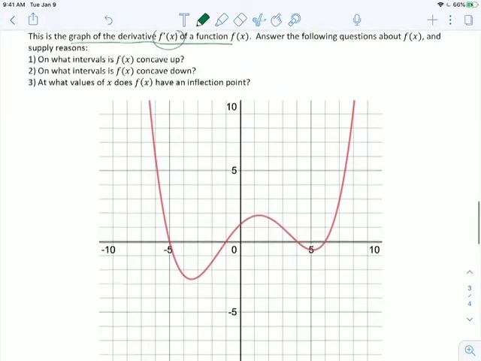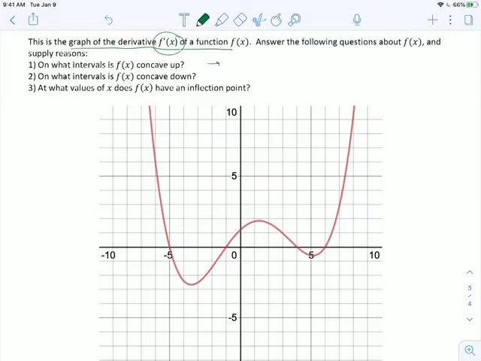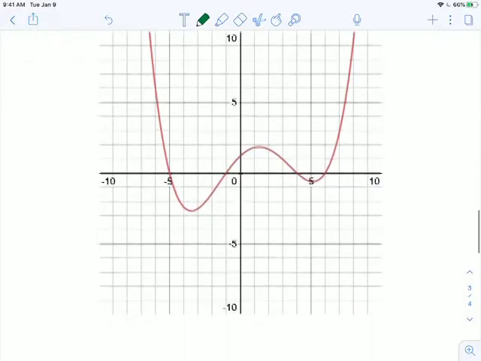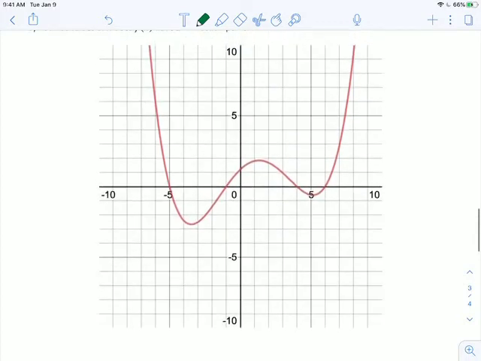We want to remember that concave up means that the derivative is increasing. So this question is really asking, where is the graph that we're looking at increasing? We can see that the graph seems to start increasing right about here and goes till maybe right about here. So f prime is increasing on this interval.